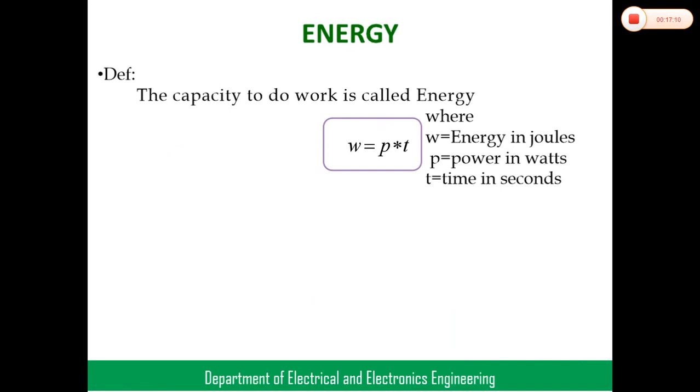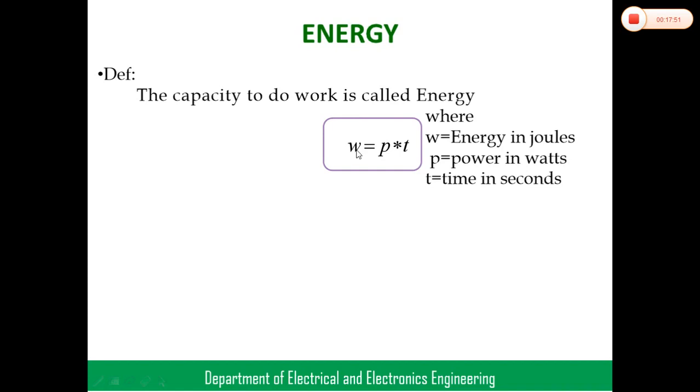Lastly, the definition is energy. All of you already learned this energy definition in the previous class. The capacity to do work is called energy. From power P equal to W by T, we can write W equal to P into T, where W is energy in joules, P is power in watts, and T is time in seconds.